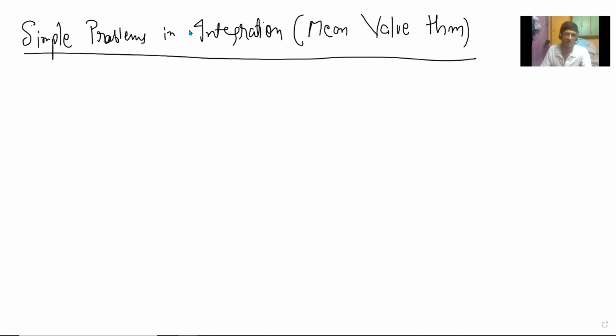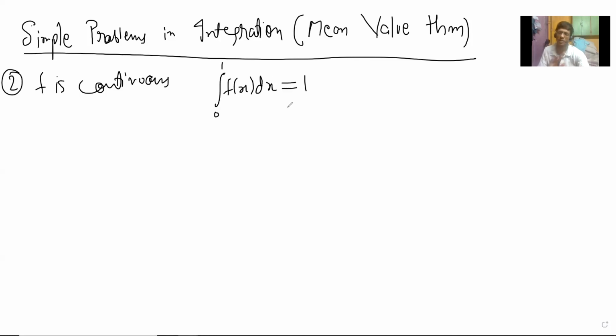Let's move to the next question. This was an easy question. Let's do slightly harder questions. Problem number 2. This one is interesting. Here we have again f is continuous. So f itself is a kind of an average, like an averaging parameter. So the integral from 0 to 1 of f(x) dx is 1. Okay, so the integral of f is 1.